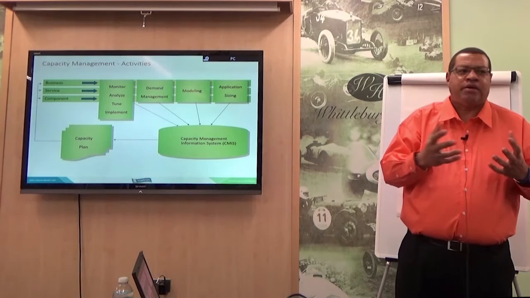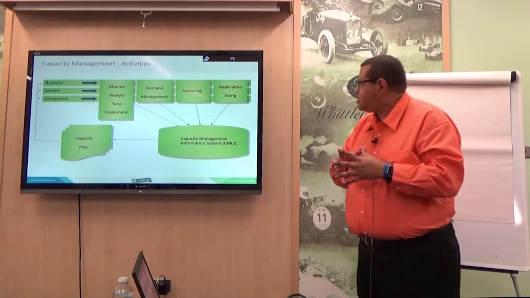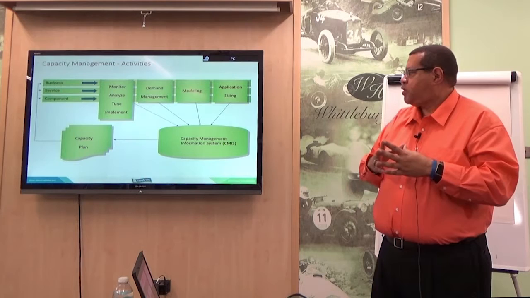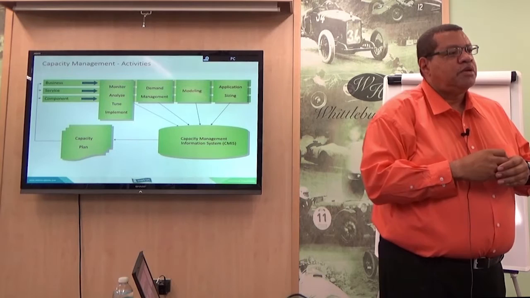Then you start going into application sizing. All of that is information that goes into your capacity management information system, or your capacity database, the repository that sits out there. Then you derive your capacity plan from it. Once you have that capacity plan, you start the cycle again as you move forward.